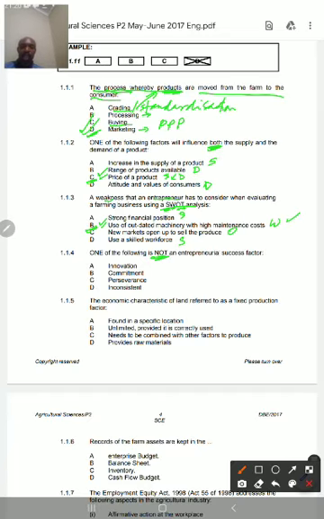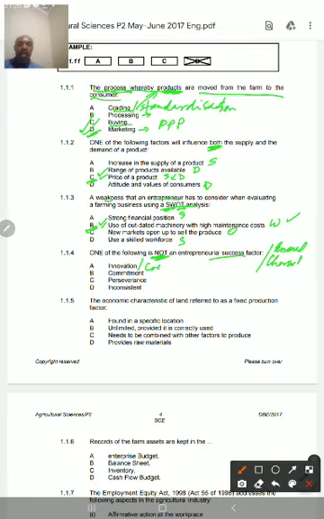Which one of the following is not an entrepreneurial success factor? We know, guys, that an entrepreneur is someone who sees a business opportunity and takes risks to make profits on that. Entrepreneurship is the practice of starting a business. Now we're talking about an entrepreneur, and these success factors are personal characteristics of a good entrepreneur.